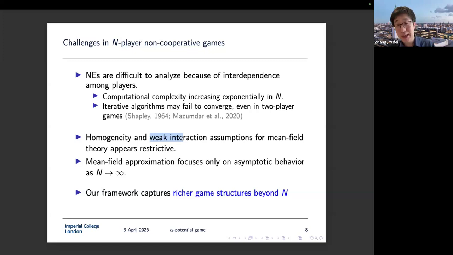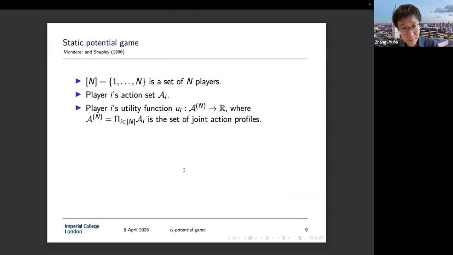And then we are also going to study the n-player problem instead of only focusing on the limiting behavior as n goes to infinity. So to motivate this alpha potential game framework, let us go back to the root of these things, which is essentially the static potential game. This framework was proposed by two economists, Monderer and Shapley, in 1996.